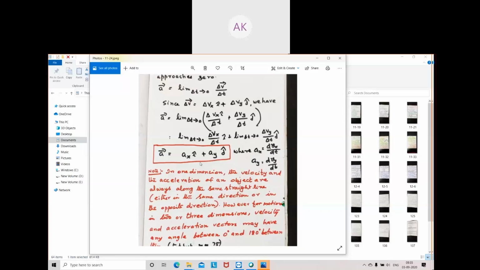So here it is instantaneous, so we give the time limit: limit delta t tends to 0, delta vx by delta t into i cap, plus limit delta t tends to 0, delta vy by delta t. Actually, this is the average acceleration's x component and y component, and when we give the time limit, we get the instantaneous acceleration's x component and y component. So ax in that case is delta vx by delta t, and ay is delta vy by delta t. But for instantaneous, ax is dvx by dt and ay is dvy by dt. That is the difference.